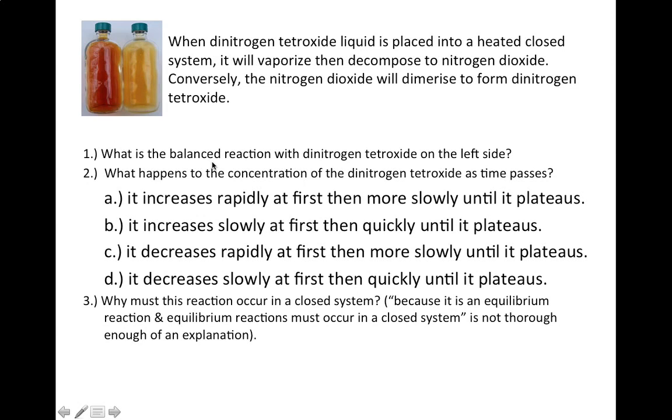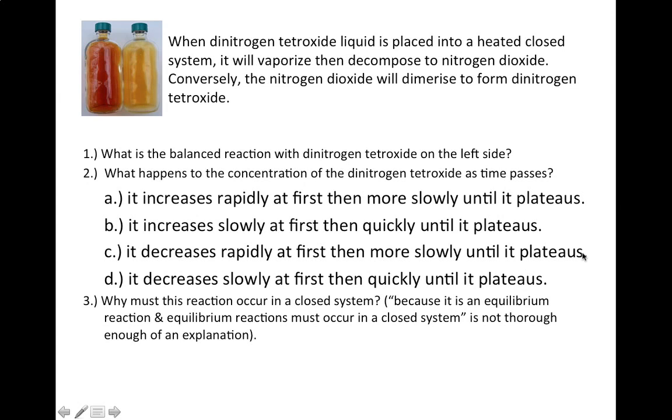So the balanced reaction of dinitrogen tetroxide would be N2O4, and then my equilibrium arrows forming NO2. If I balance that, it'd be 2 NO2s. So what happens to the concentration of the dinitrogen tetroxide as time passes? Well, it's going to start forming nitrogen dioxide, so it's going to decrease in concentration. And it's going to decrease rapidly at first and then more slowly as it plateaus.